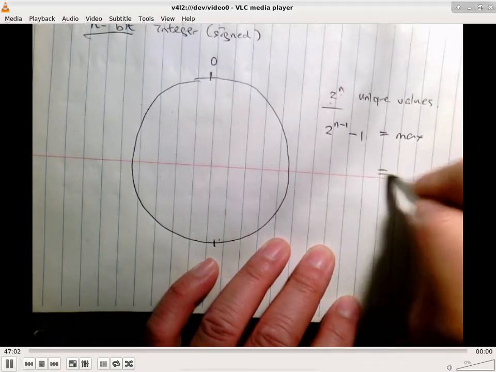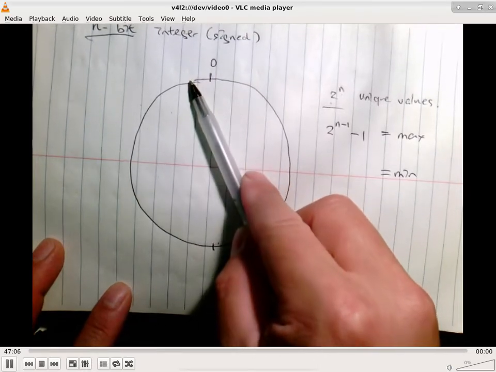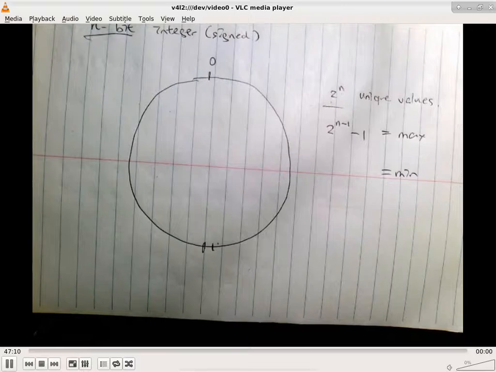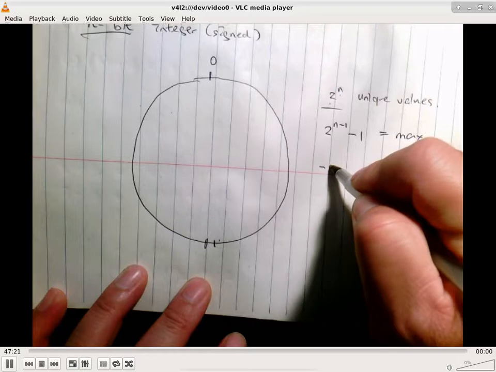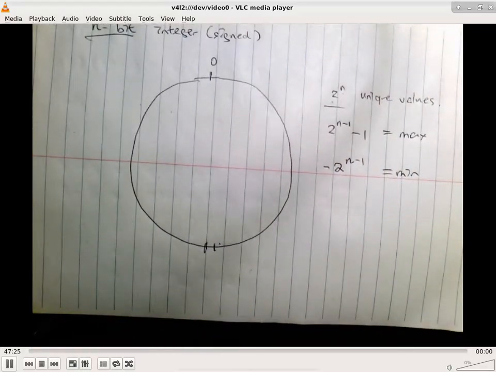What about the min value? In other words, if I go backwards, this is -1, -2, -3. What is the most negative value that we can represent? Well, 0 is only represented as a non-negative number, which means for negative numbers, you can really start with -1. So if you start with -1, then -2 to the power of n minus 1 becomes the most negative value you can represent.